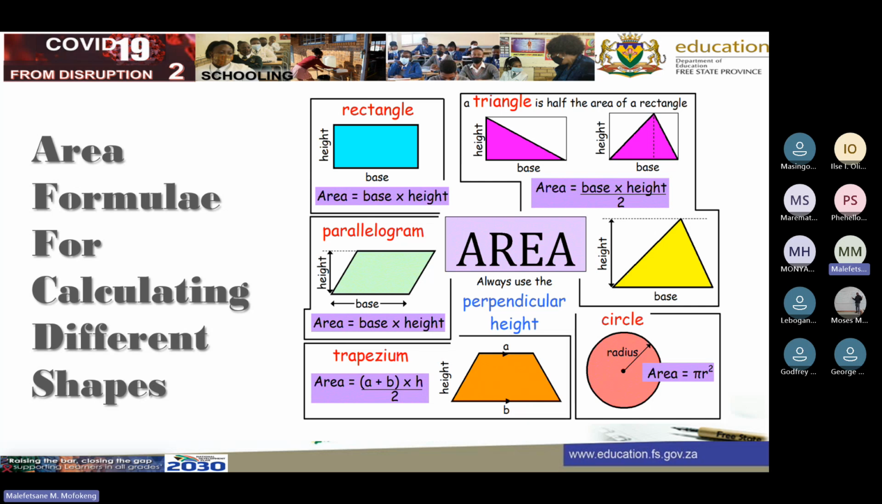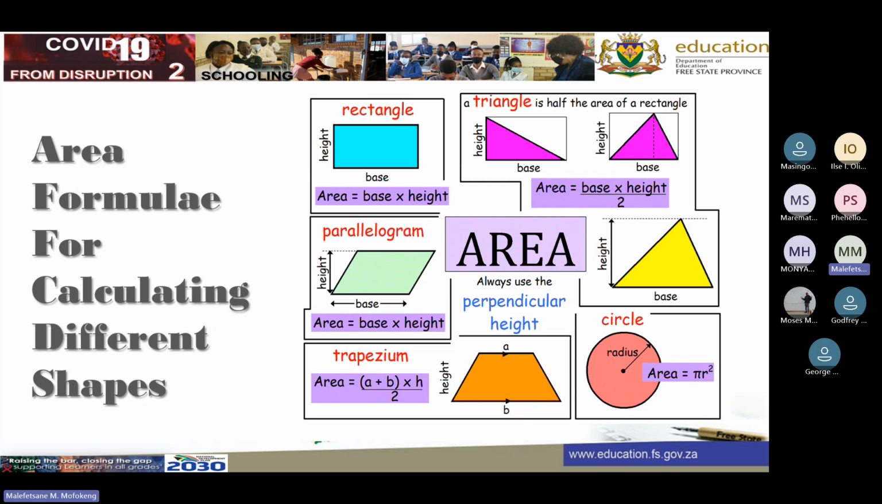For the parallelogram, the formula is area equals base by height. I've indicated where the height is, and also where the base is. For the trapezium, the formula that you're supposed to use is the sum of the 2 parallel lines multiplied by height, all divided by 2.